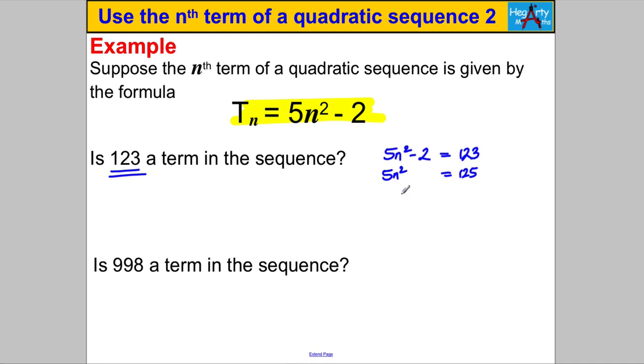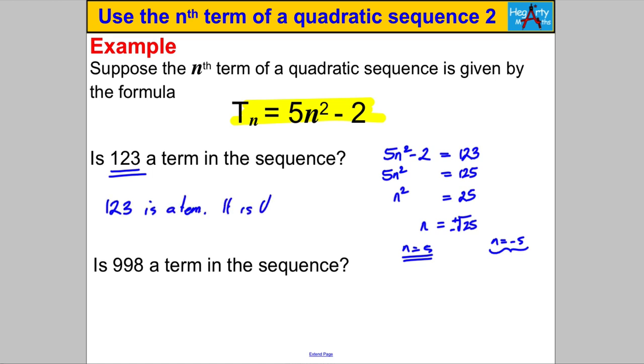Let's divide both sides by 5. I would get therefore that n squared would be equal to 25. And I take square roots of both sides. n is therefore positive or negative the square root of 25. Now, I'm going to ignore n being negative 5. There is a solution n being negative 5, but that is irrelevant to me. n in the case of sequences always must be positive integers, whereas the other answer is n is 5. Now, because I have found a whole number answer for n, then I know that 125 is a term.